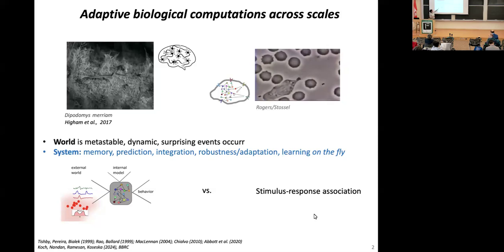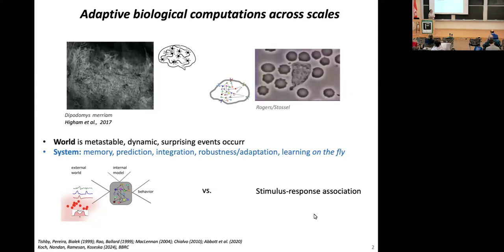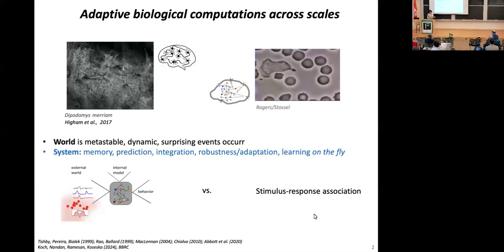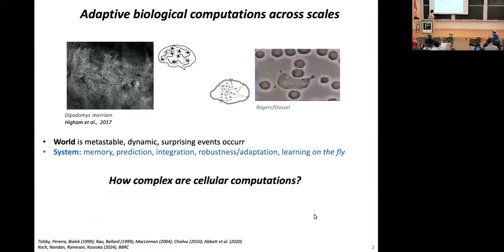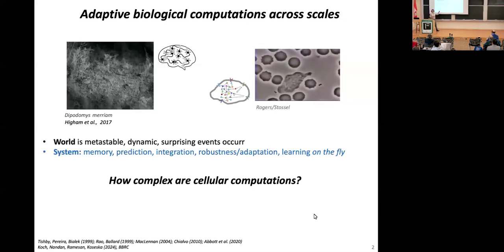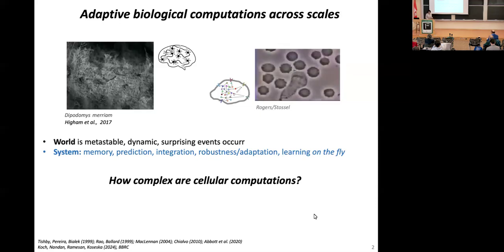So only if my environment has some forms of regularity in terms of the signal, then also the biochemical network, in this case, the network of proteins that processes this information from the environment, requires some form of memory, signal integration, or learning in order to be able to deal with the world in which it lives. So the question that we are asking in my group is, on the one hand, how complex are cellular computations? So what is everything in terms of computations that in particular protein interaction networks can do?